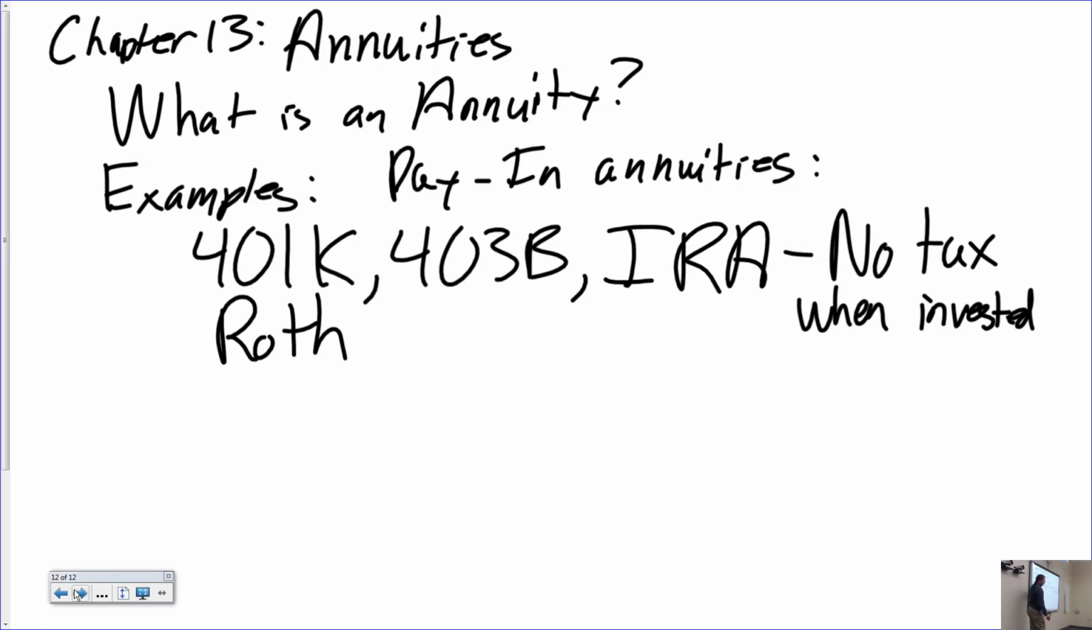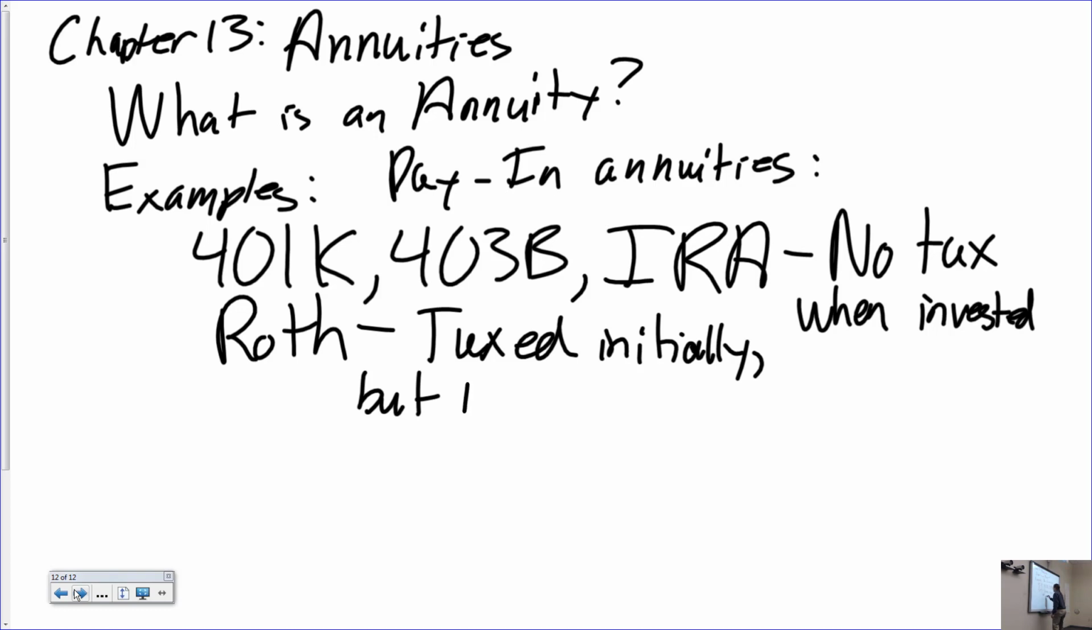Okay? A Roth, folks, these can be any. A Roth is a variation of these. This is taxed initially, but no tax when taken out.